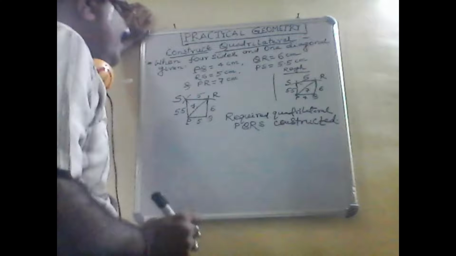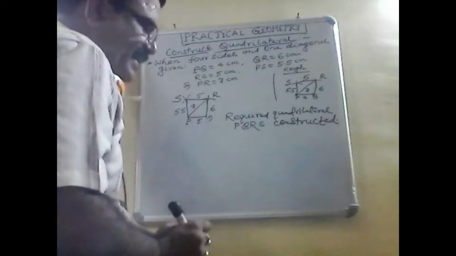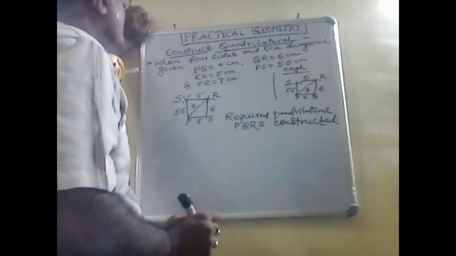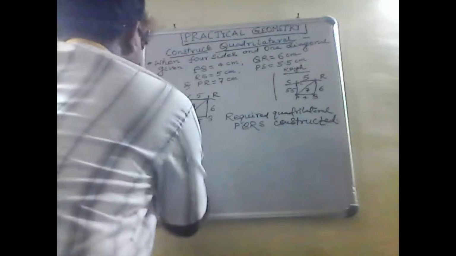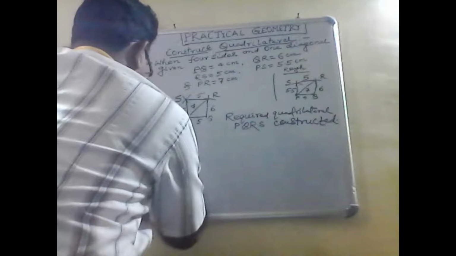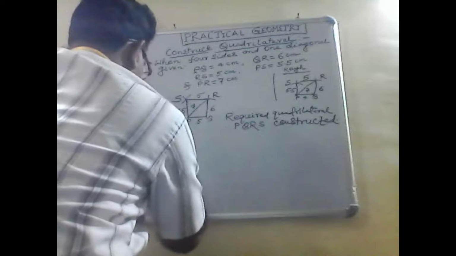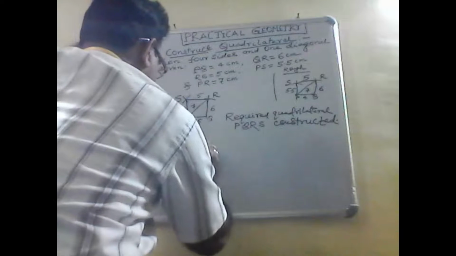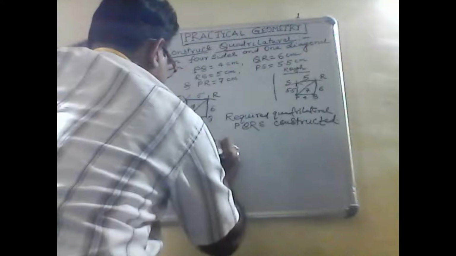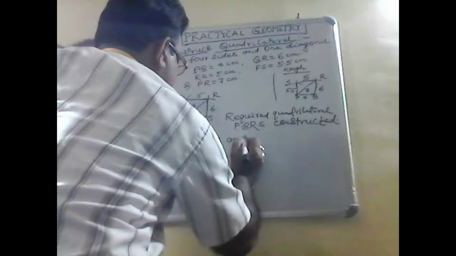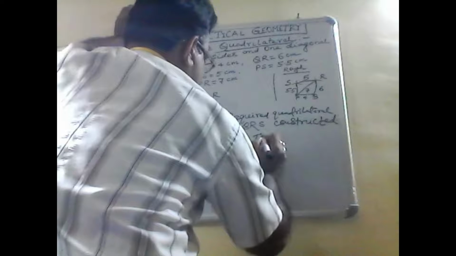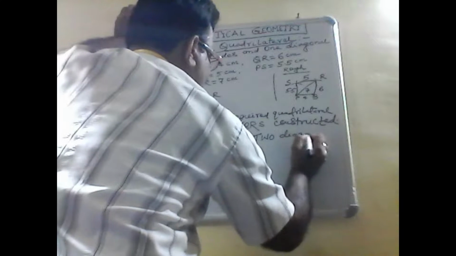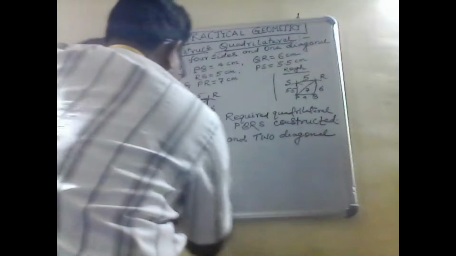So students, you can take other cases, and in other cases maybe 3 sides and 2 diagonals may be given to you. You think about the other case, 3 sides and 2 diagonals given.